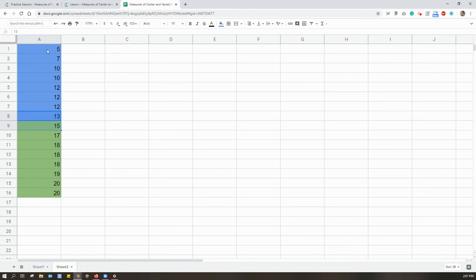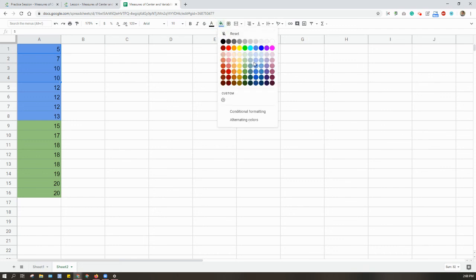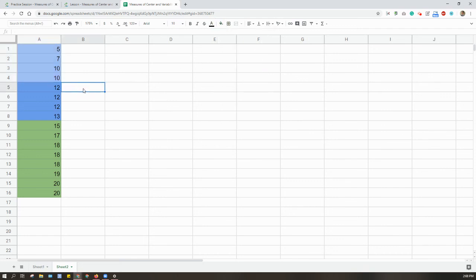The first quartile is the middle of the lower half of numbers. So the lower half of numbers, there's 5, 7, 10, 10. That's the lower part of the lower half. So I'll do this in a slightly different blue. And then if I separate these 8 numbers into an upper and lower half, okay, now I can find my first and third quartile. The lower half of numbers goes from 5 to 13.